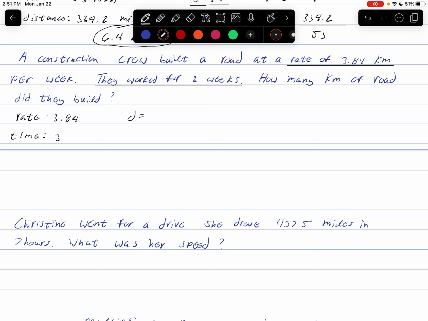So let's look at our formula here. D equals RT. So we're looking for distance. We have rate and we have time. And hey, our formula is already set up in D equals RT. So we can actually just leave it as is and plug in everything. So we have D is equal to, in this case, our rate is 3.84, and we're going to multiply this by our time of 3 weeks. And 3.84 times 3 is going to give us 11.52. So they built 11.52 kilometers.